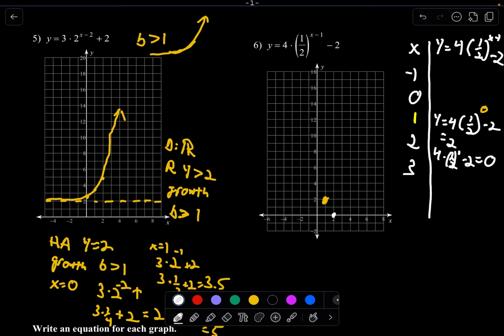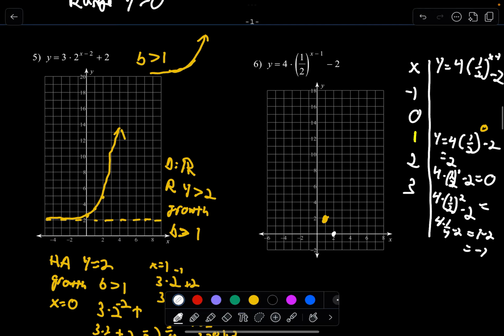When x equals 3, that would be 4 times 1/2 squared minus 2. Again, why is it squared? Because it's x minus 1. So that's 4, 1/2 squared is 1/4, so that's 4 times 1/4 minus 2 is going to be 1 minus 2, which is -1. So when x is 3, we're at -1.